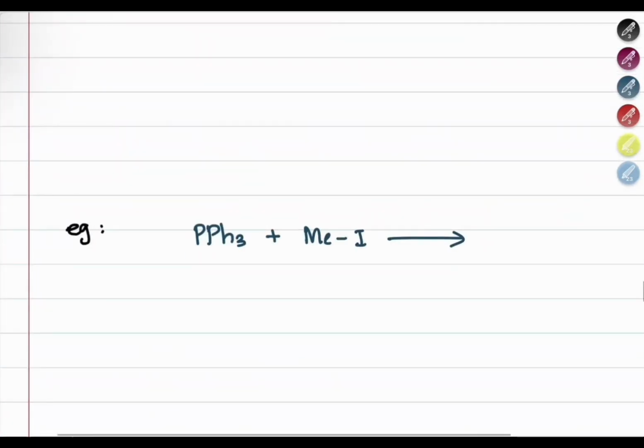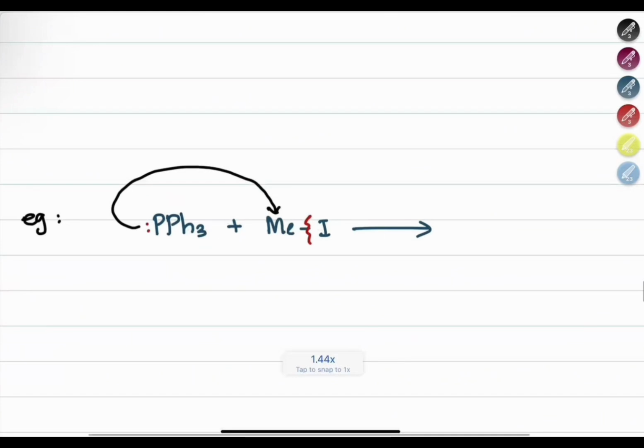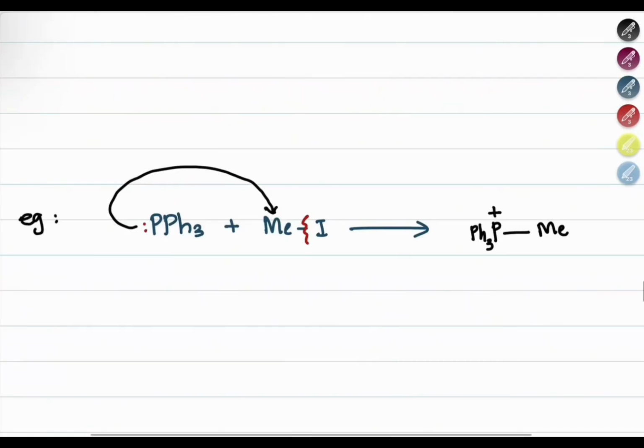So now in this case, we have to see from where to where electrons are moving. Here there is a lone pair on phosphorus, and this lone pair will attack this carbon and this bond will break. At the end, you'll get this. Since the lone pair on the phosphorus attacks the carbon, there will be a positive charge on the phosphorus.